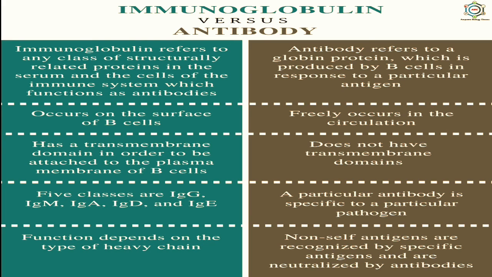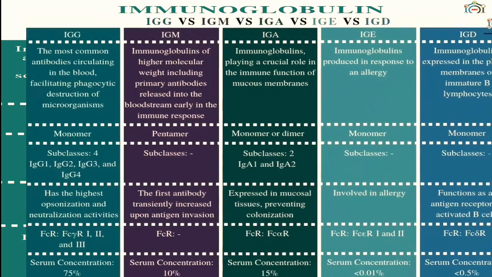Immunoglobulin's 5 classes are IgG, IgM, IgA, IgD and IgE, while the antibodies are specific to a particular pathogen. Immunoglobulin function depends on the type of heavy chain, while for the antibody, non-self antigens are recognized by specific antibodies and are neutralized by antibodies. So these are the main differences between the immunoglobulins and antibodies.